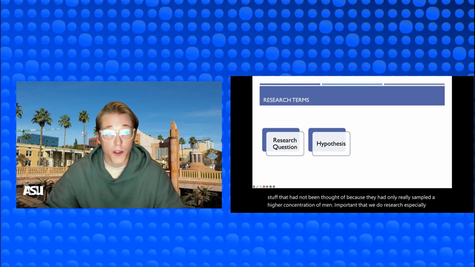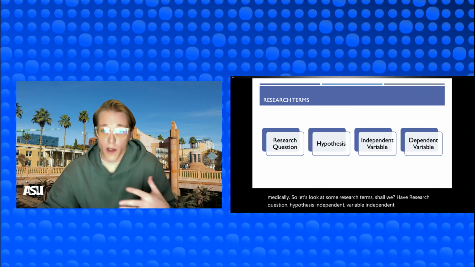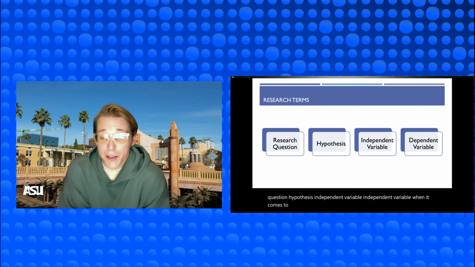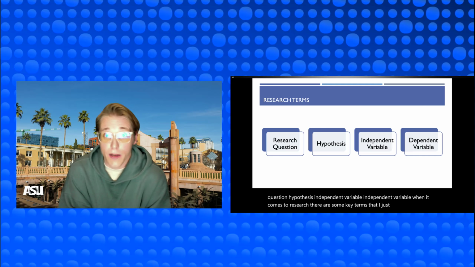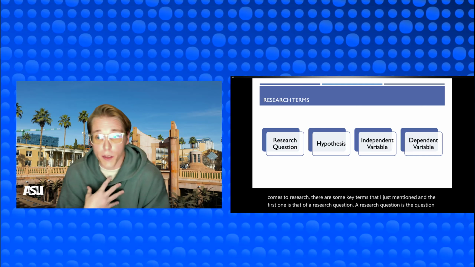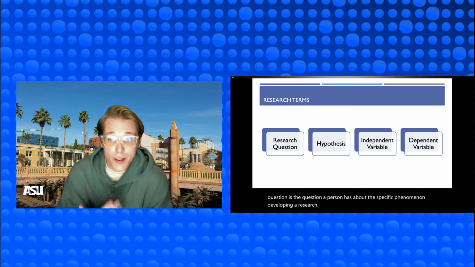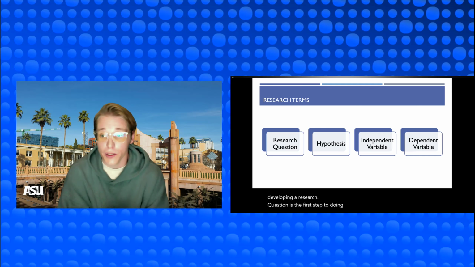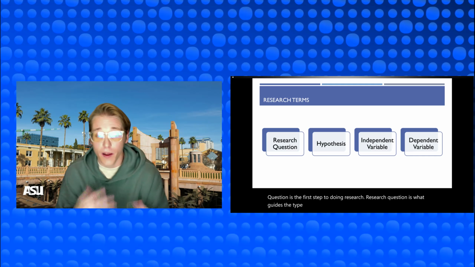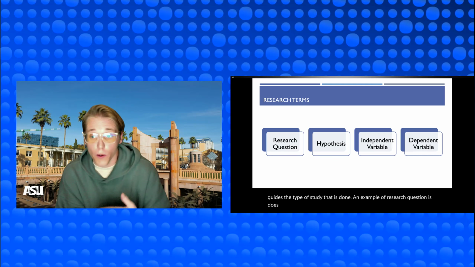So let's look at some research terms, shall we? We have research question, hypothesis, independent variable, and dependent variable, right? When it comes to research, there are some key terms that I just mentioned, and the first one is that of a research question. A research question is the question a person has about the specific phenomenon. Developing a research question is the first step to doing research. A research question is what guides the type of study that is done. An example of a research question is, does birth order affect personality traits among siblings, for example?